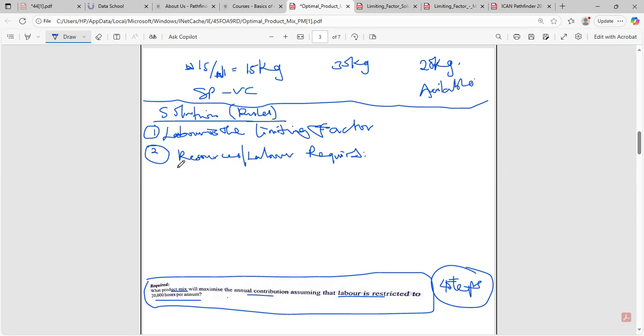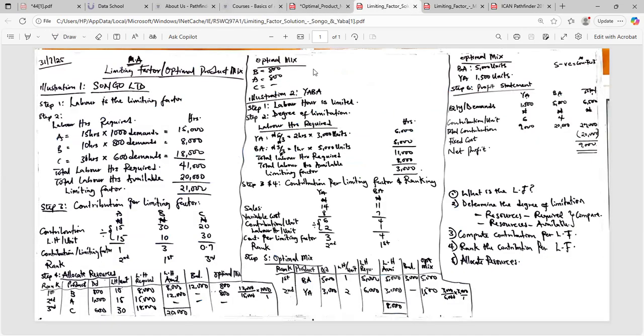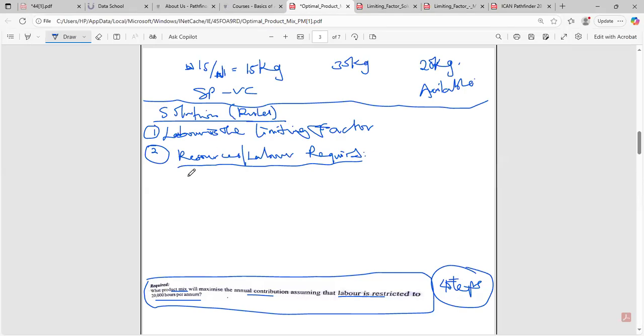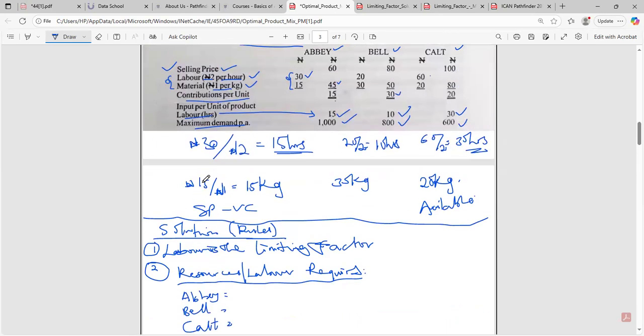So for the labor required, please flow with me. How many products do you have? 3 products. So the first one is Abbey, the other one is Bell, while the other one is Cat. Now, what is the labor that we require for Bell? Go up to the question.